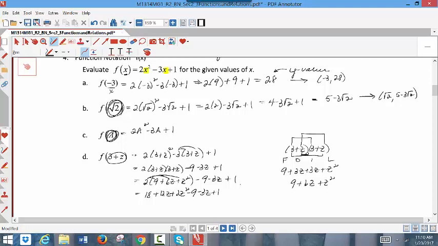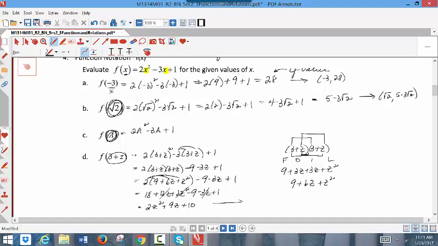Okay, finally, I'm going to put this in what we call descending order. I'm going to write the 2z squared first. Then I have a 12z minus 3z, which is 9z. Then I have an 18 minus 9, which is 9, plus 1, which is 10. And that is your answer to the question.